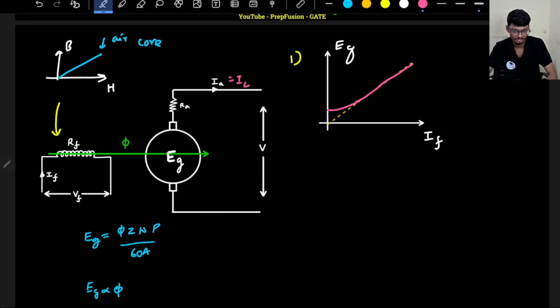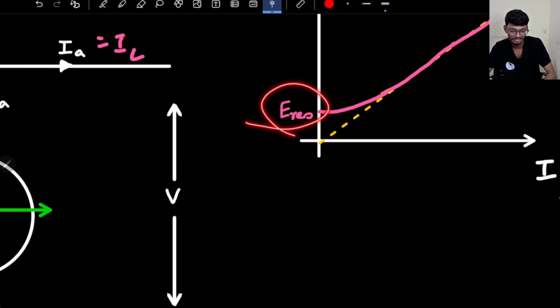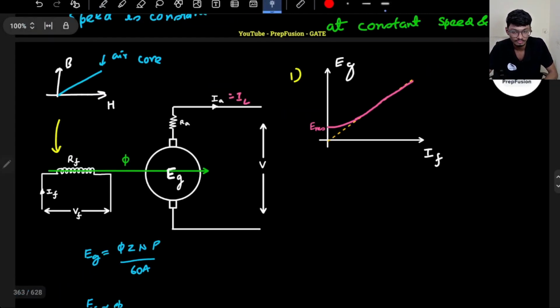Now you might have a question: why does it start from here? This point of voltage is known as the residual voltage. Why is it known as residual voltage? Because any magnetic material has some hysteresis. So even without any excitation, it will generate a magnetic field, because the north and south poles will already be aligned in this material.